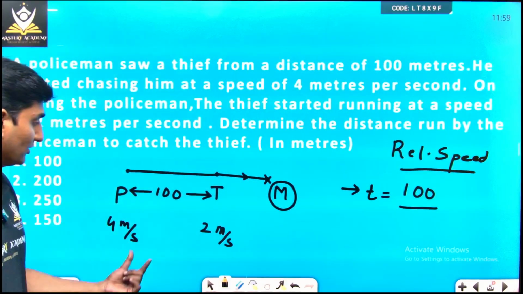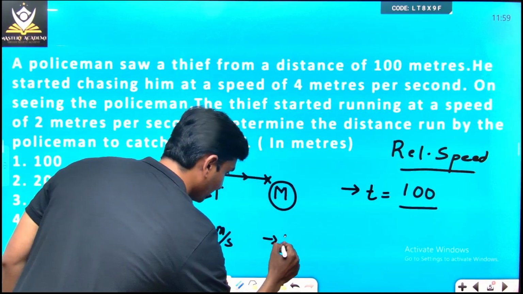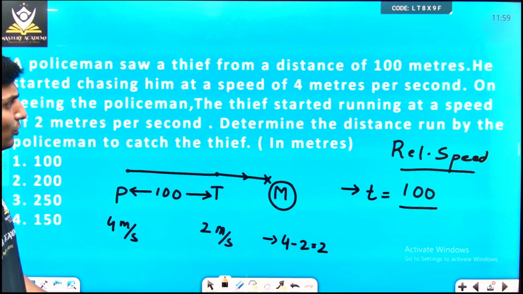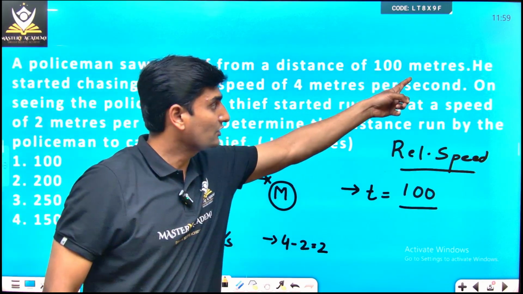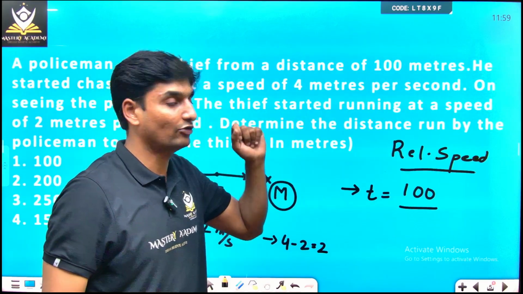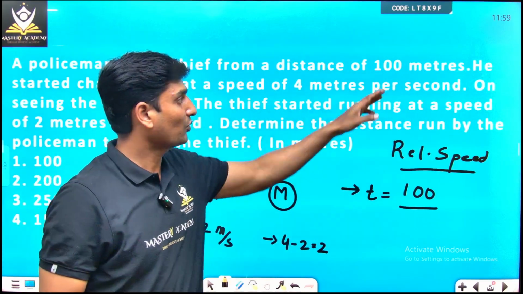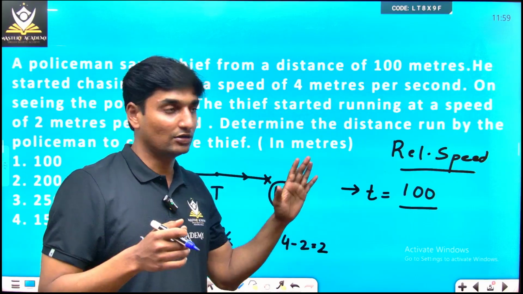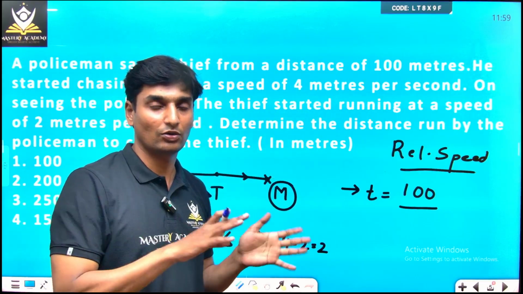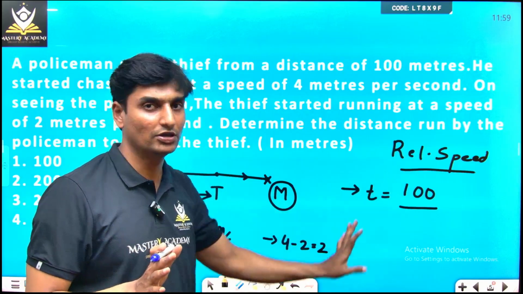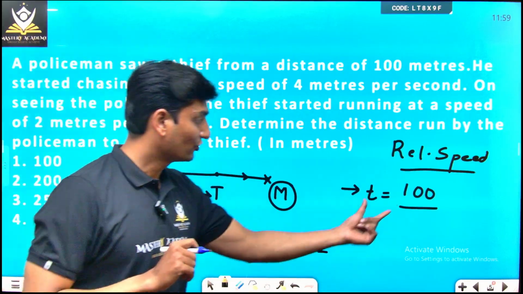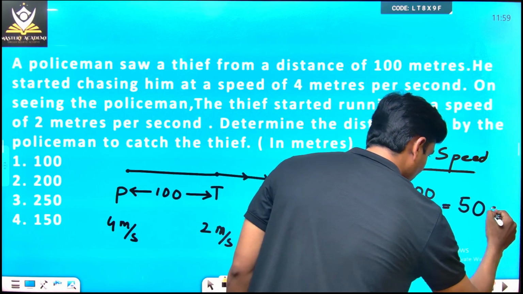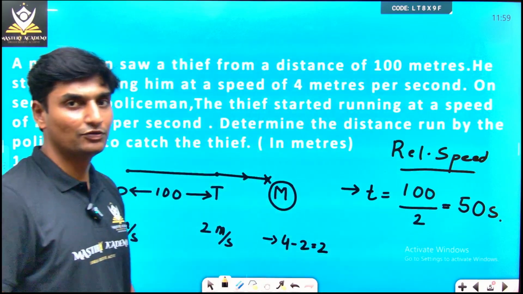Now here, the relative speed is nothing but 4 minus 2 meters per second. And one more important thing in this question: the distance and the speed have been given in meters, but sometimes they provide distance in kilometers and speed in kilometers. You will have to convert that. Both of them should be in the same unit, either kilometers or meters. So here it is meters and meters. 100 divided by the relative speed of 2 is 50 seconds. Time is nothing but 50 seconds.